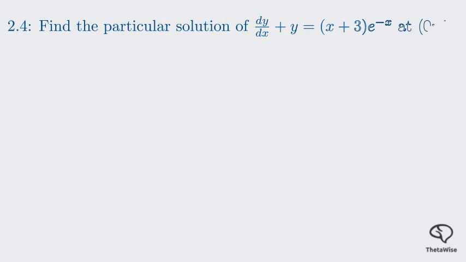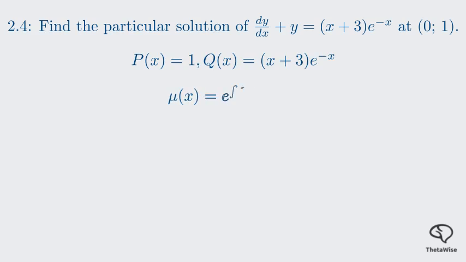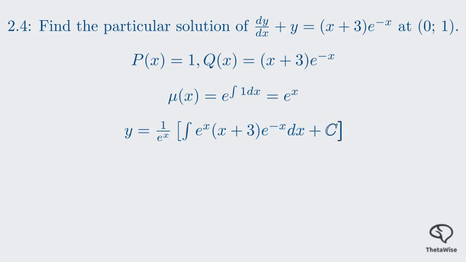Let's try another particular solution problem, this time with a different form of quadrature. We need to find the particular solution for dy/dx plus y equals x plus 3e to the negative x at the point 0, 1. The equation is already in standard form. P of x is 1, and Q of x is the quantity x plus 3 times e to the negative x. The integrating factor is mu of x equals e to the integral of 1 dx, which is e to the x. Plugging this into our general solution formula, we get y equals 1 over e to the x, times the integral of e to the x times our Q of x term, plus c.